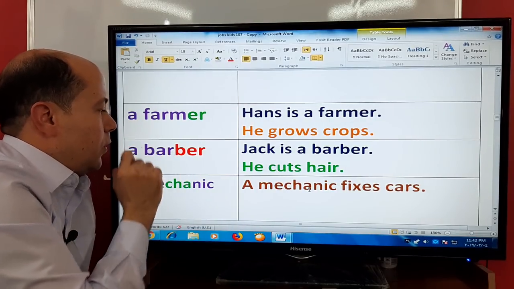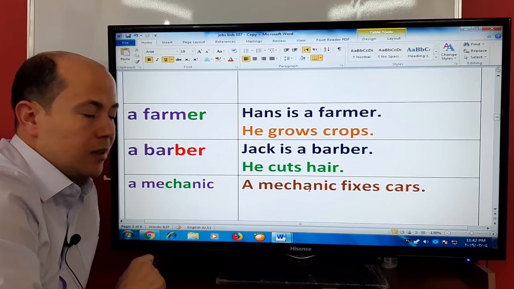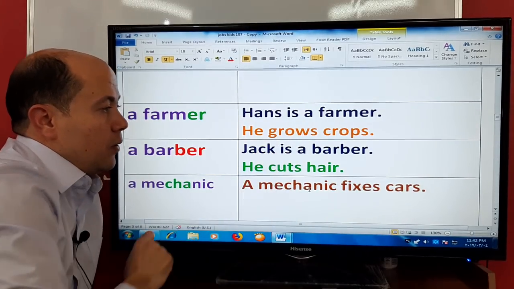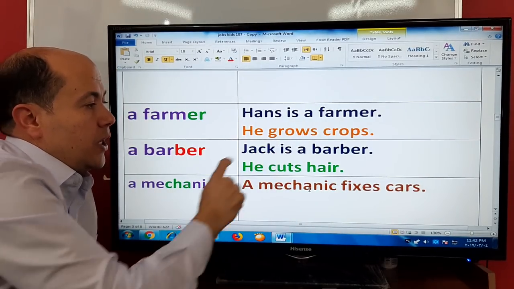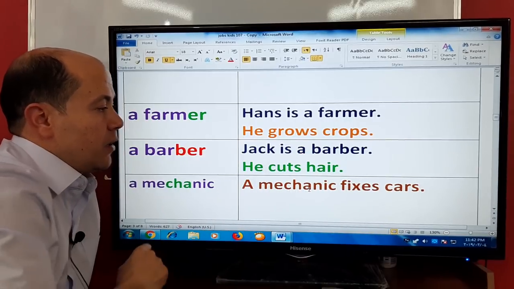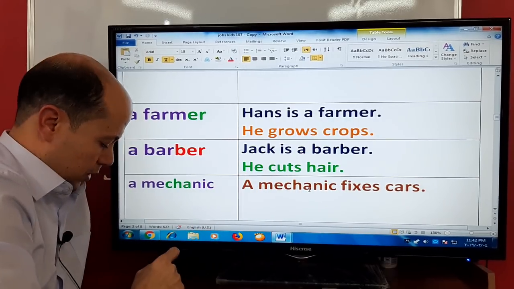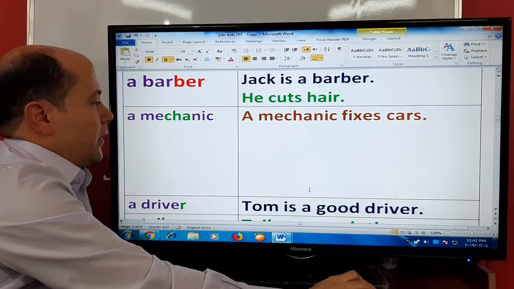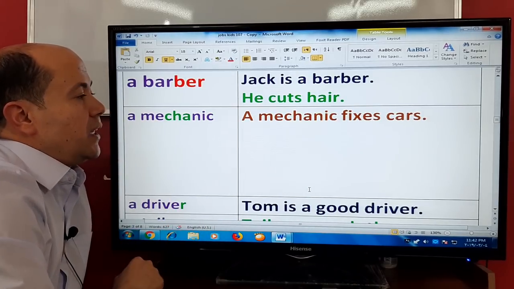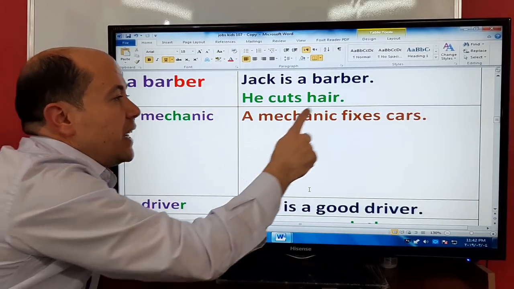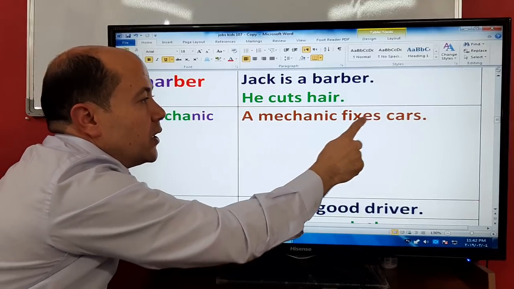A barber also. A barber, American. Jack is a barber. Jack حلاق. He cuts hair. هو بيقص الشعر. A mechanic, ميكانيكي. A mechanic fixes cars. الميكانيكي يصلح السيارات.